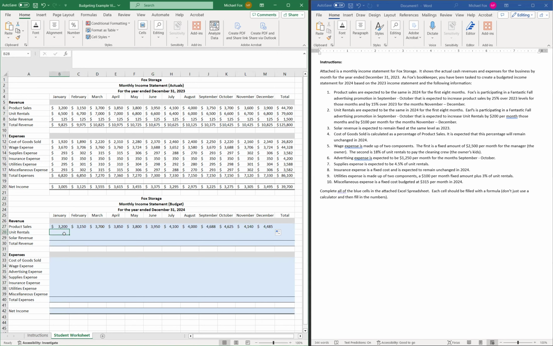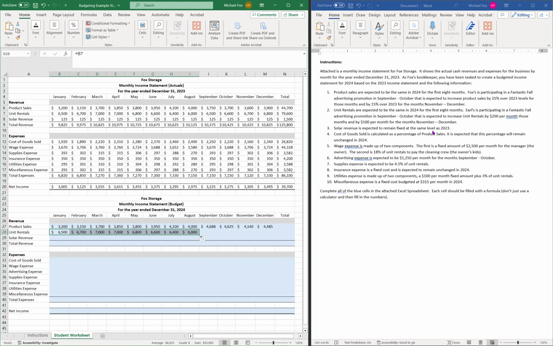For unit rentals, so on number 2, it says it's going to be the same as for the first 8 months. So again, I'm just going to hit equals, click on the unit rentals for 2023, and then come down here to the little nail on the lower right-hand side and fill it over to August. So we're projecting our unit rental revenue will be the same January through August of 24 as it was in 23.